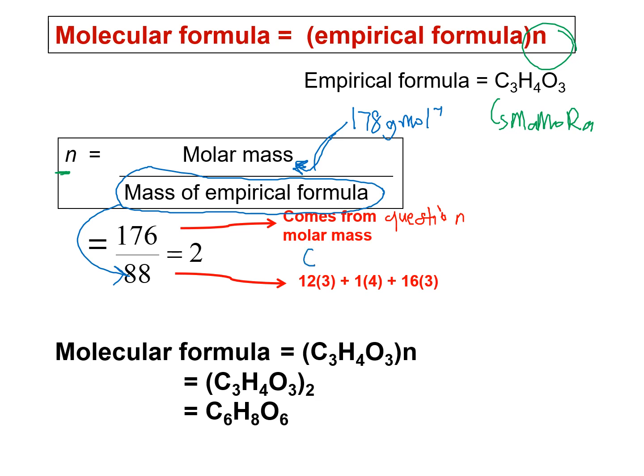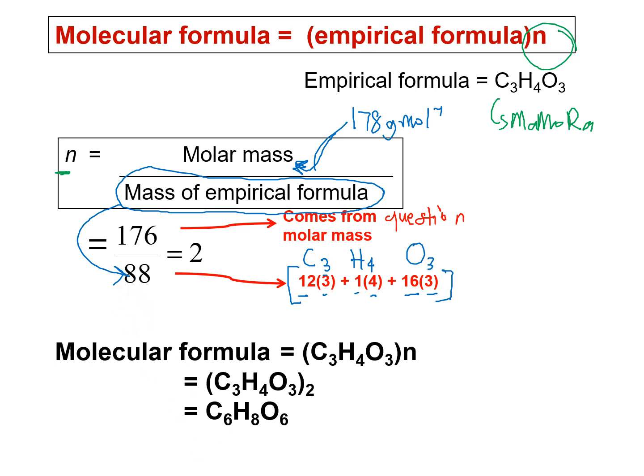You take back your empirical formula from earlier, which is C3H4O3. Okay. So, you know that the molar mass for carbon is 12, but you have 3 carbons, that's why you need to times with 3. Plus hydrogen, molar mass 1, but you know there are 4 hydrogens, times with 4. Plus oxygen, molar mass 16, but because there are 3, you multiply by 3. So, you add all of these together, and you will get 88.